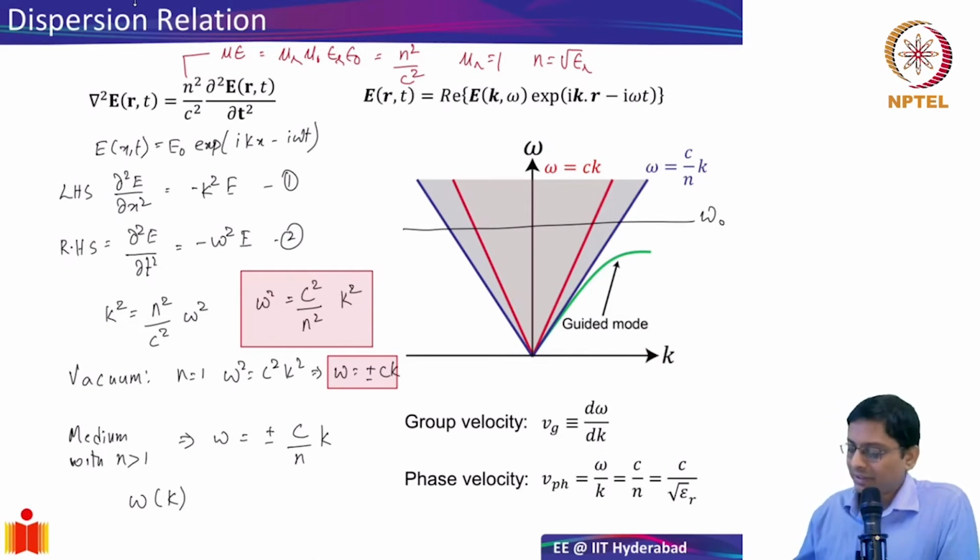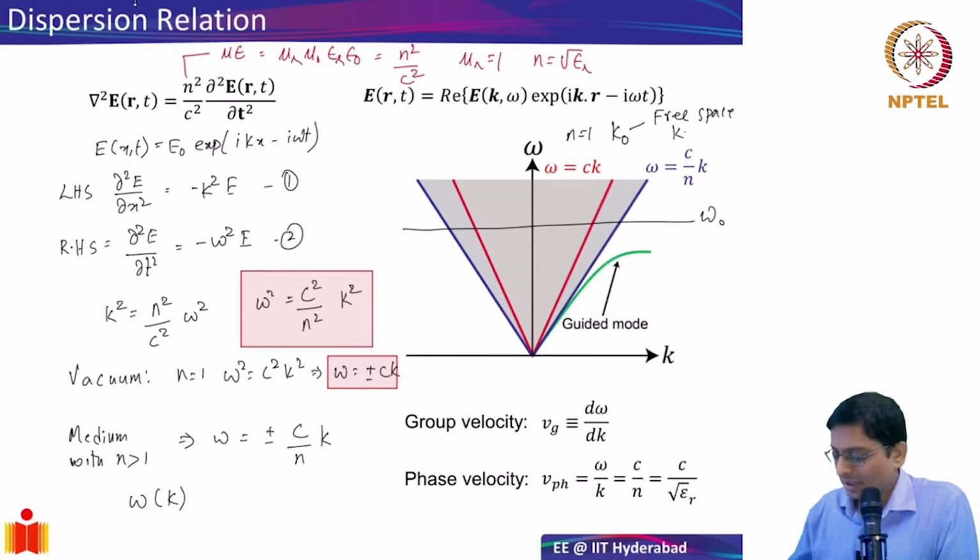Typically, if I consider n equal to 1, air, I usually call the wave vector in that medium the free space wave vector, or k naught. In any other medium, the k is going to change. We will come back to it in a moment, but right now I want you to understand this.